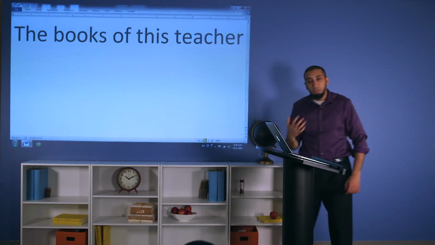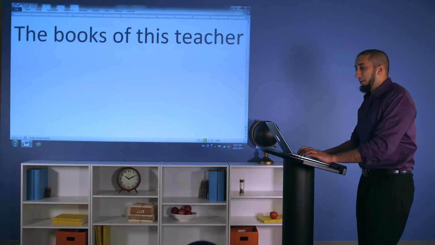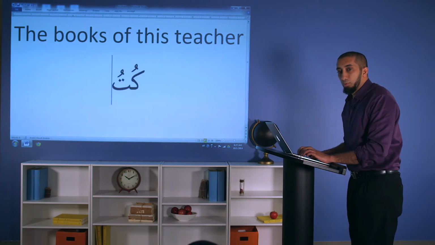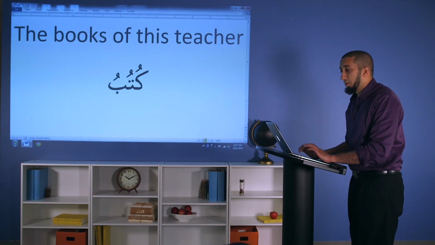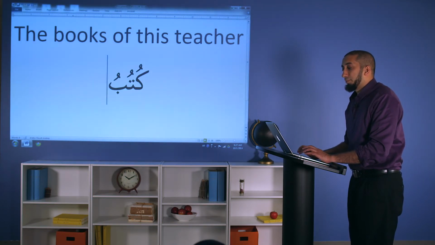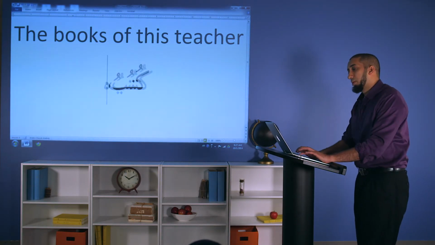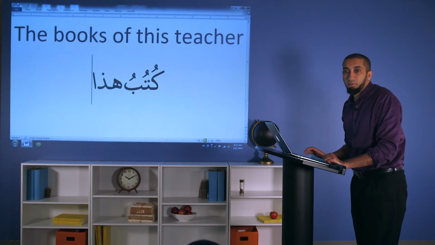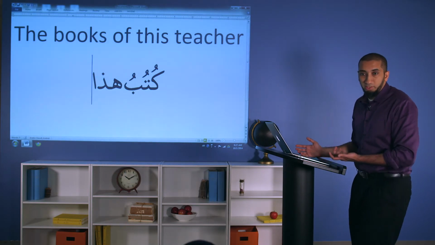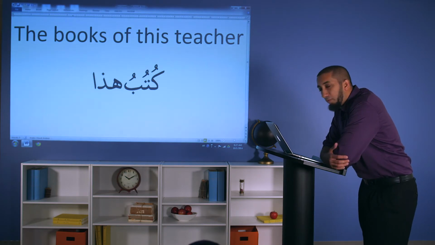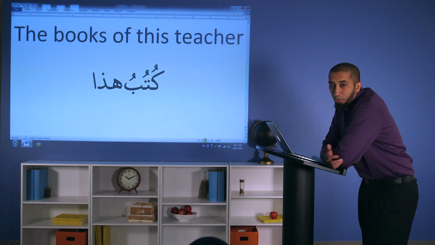Okay, so let's try to translate this. Books is what again? Kutub. Kutubu. Good. Of this teacher. So just this is your mudaf ilayh. The word this, so hada. And how do we know it's jar? Because you want to make it jar because it's a mudaf ilayh, right? Because hada is non-flexible, so it could be, so it is.